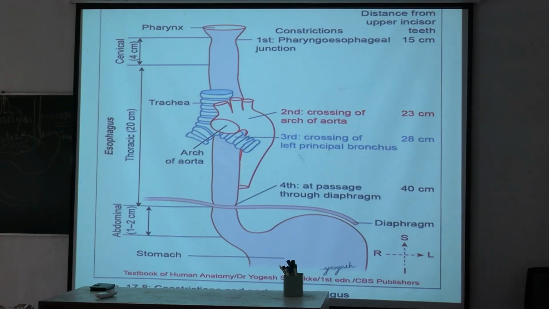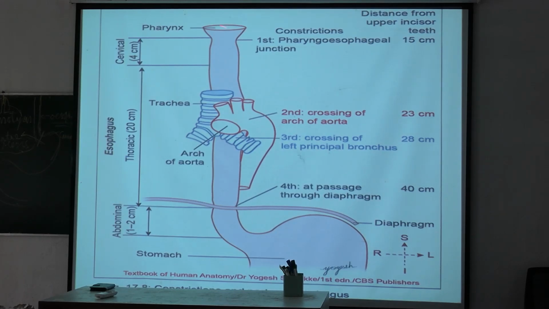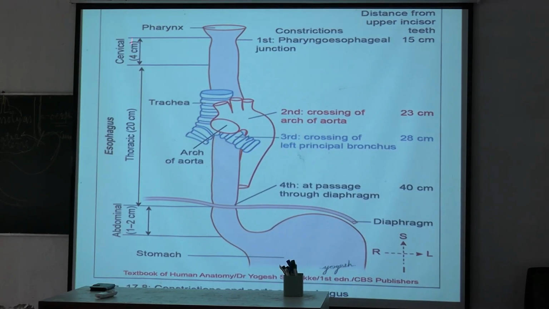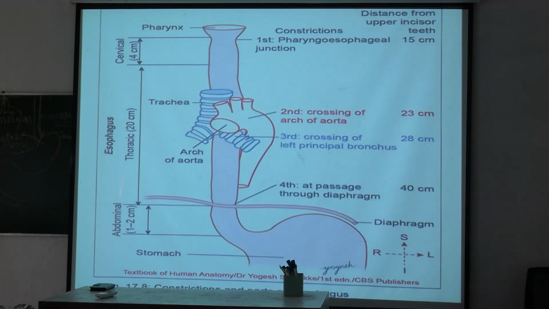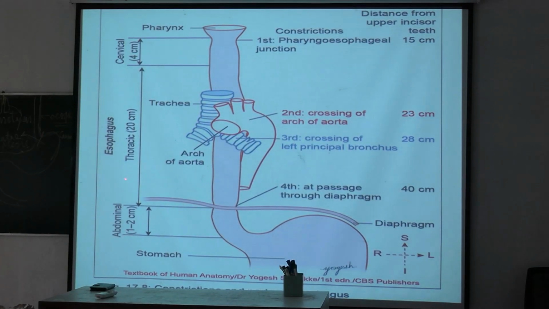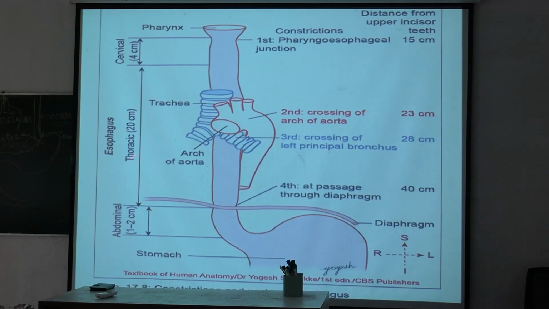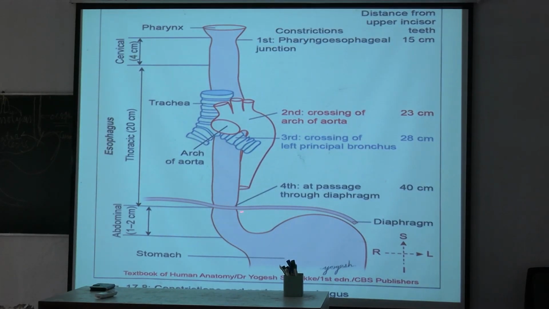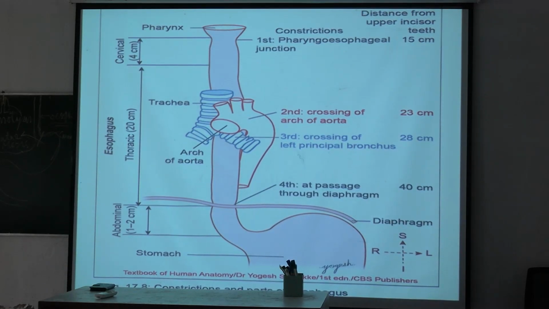See here, this is the esophagus. It starts at the lower end of the pharynx and ends at the cardiac end of the stomach, and it has these three parts. This is the cervical part, 4 centimeters. This is the thoracic part, the longest, about 20 centimeters, lying in the superior and posterior mediastinum. And this is the abdominal part after entering through the esophageal opening of the diaphragm, about 1 to 2 centimeters.